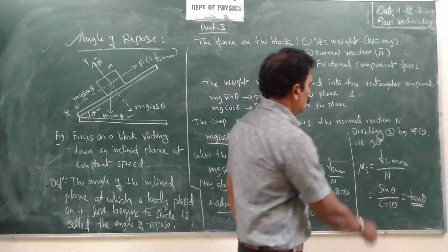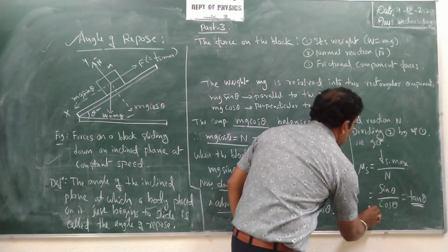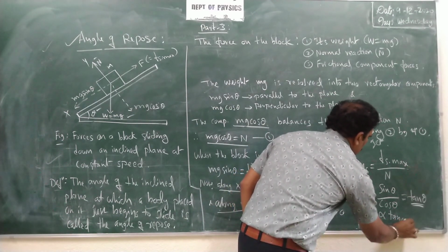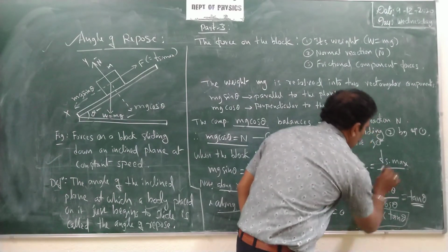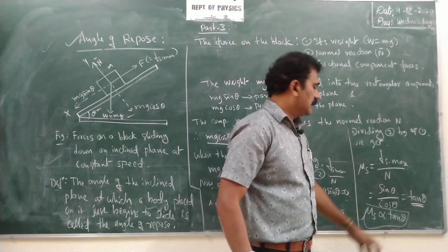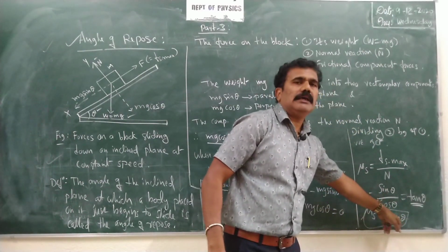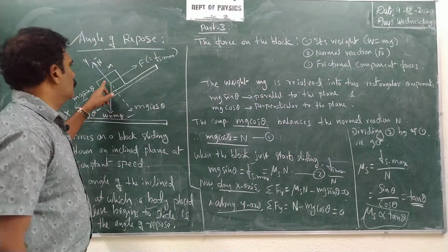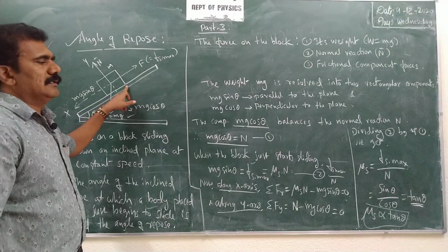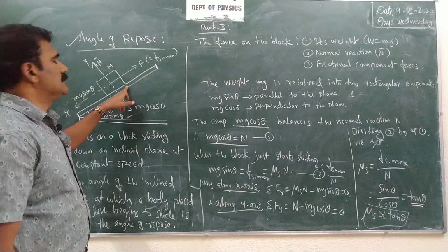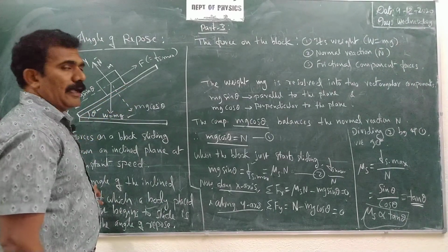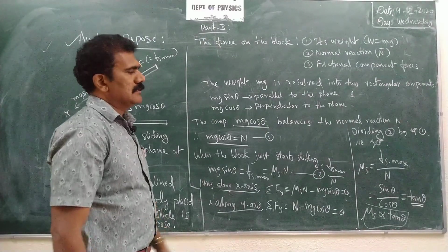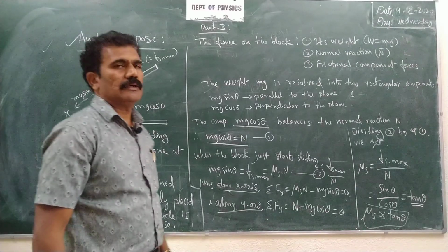So what do you mean by that now? The coefficient of static friction mu s is directly proportional to tan theta only. It is also equal to the tangent of theta. What is theta here? The angle of repose. So the static friction between the block and the inclined surface is directly proportional to the tangent of the angle of repose. Mathematically, mu s is equal to tangent of the angle of repose.